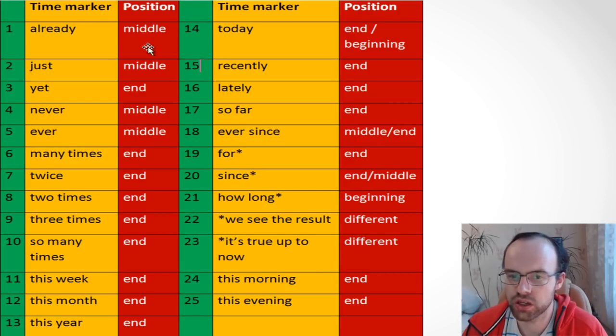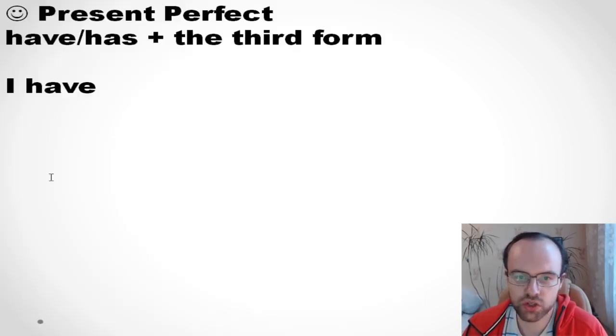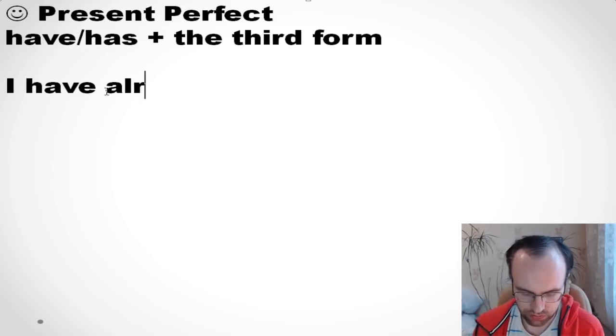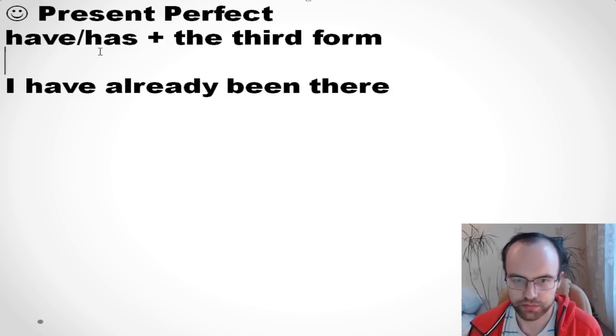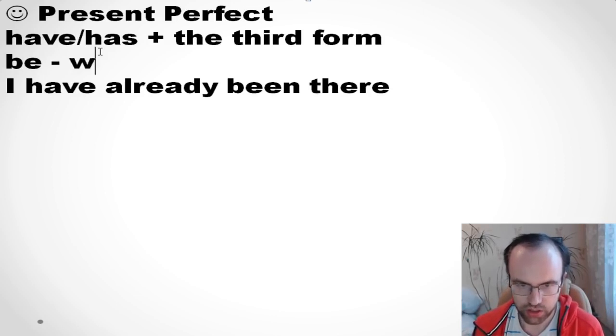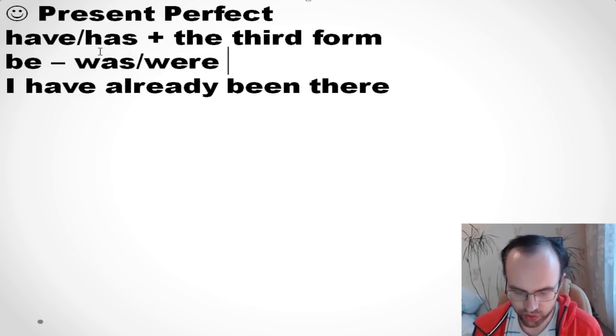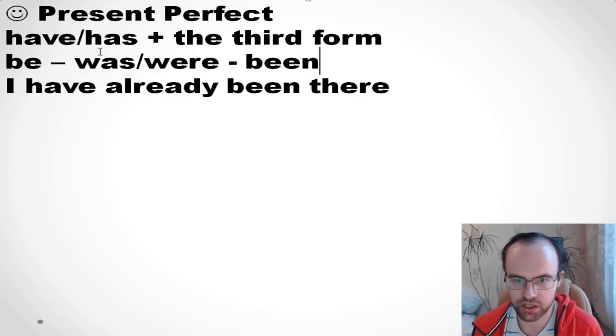It's very important to know the position of these words to speak English correctly, okay? So you can save it. Okay, so I have already been there. Be, the second form is was or were, and the third form is been. So I have already been there.